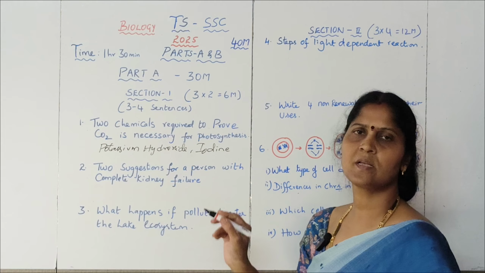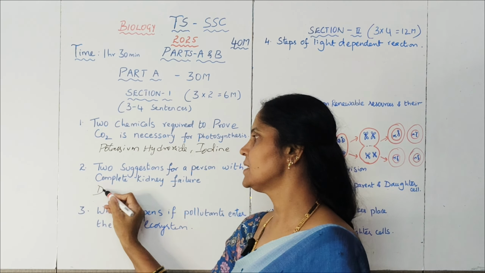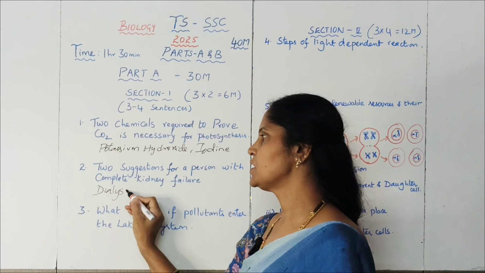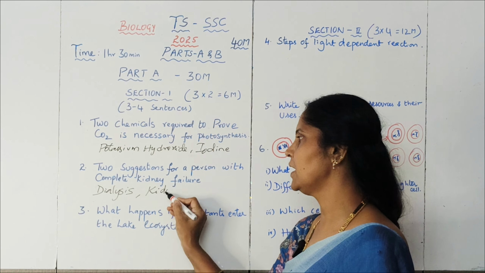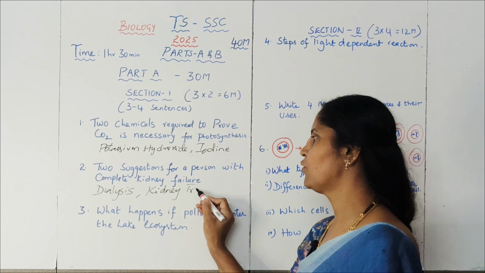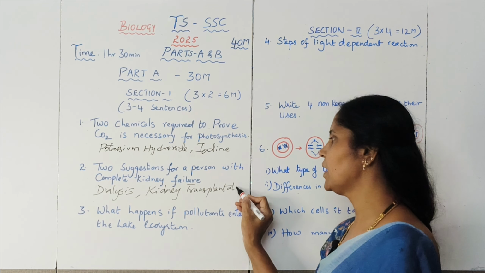Two suggestions for a person who has complete kidney failure. You can give your answer as dialysis, which is the immediate treatment that can be offered, or he can go for kidney transplantation. So these 2 can be the options for the person.